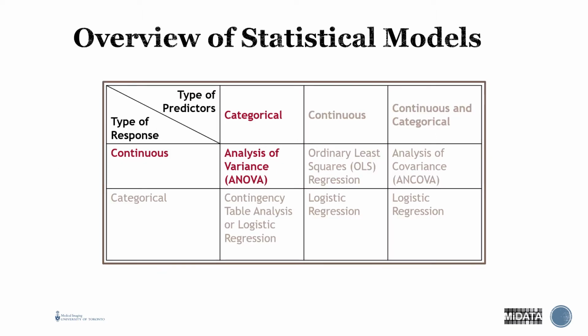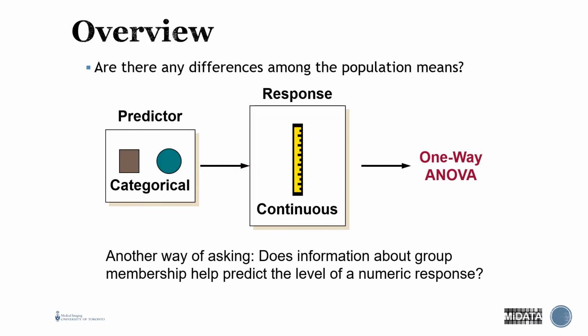Now this table will look familiar to you because, as I've said, we will see it again and again over the course because it's a nice overview of the modeling that we will cover in this course. So in terms of predictors, we're going to be looking at a categorical predictor with a continuous response. And this will, of course, lead to ANOVA, so the analysis of variance. And we've touched on that in previous lectures, and we're going to talk about it a little bit more in today's lecture. Are there any differences among the population means?